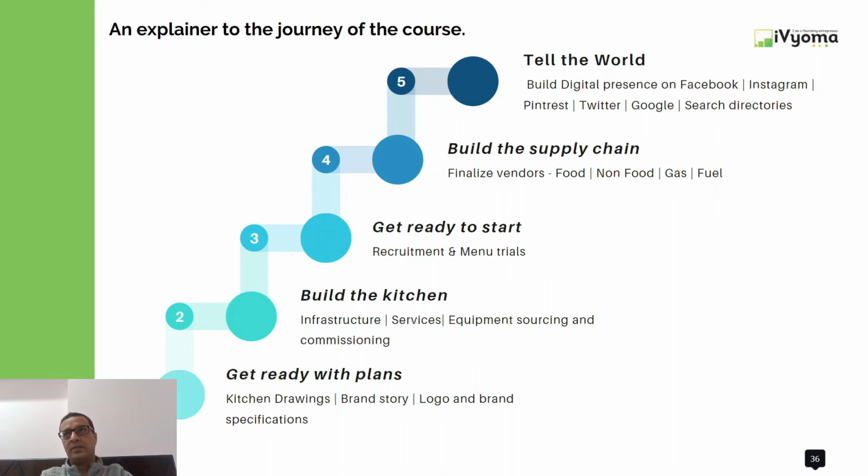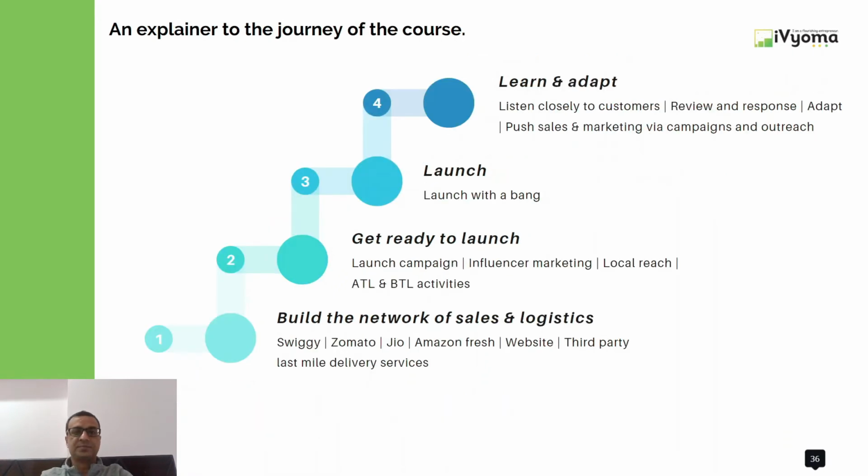Now, building your digital presence again is a very big topic, but a couple of social media platforms where you need to be present are Facebook, Instagram, Pinterest, Twitter, Google, and local search directories like Yellow Pages, Sulekha, and so forth, and Just Dial.